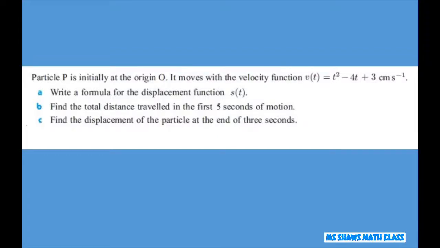Hi everyone. Particle P is initially at the origin, O. It moves with the velocity function v of t equals t squared minus 4t plus 3. We're going to write a formula for the displacement function and find the total distance traveled in the first 3 seconds of motion and the displacement of the particle at the end of 3 seconds.